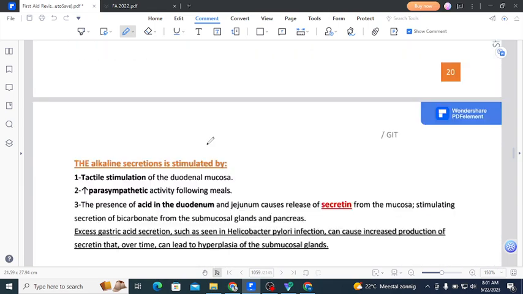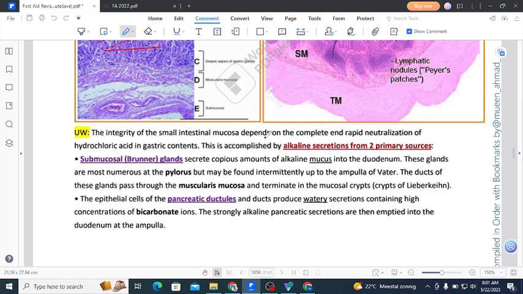Then the UWorld point is that the integrity of the small intestinal mucosa depends on the complete and rapid neutralization of the hydrochloric acid in the gastric contents, because the small intestinal mucosa is going to perform very well in the alkaline environment. The pancreatic enzymes are being secreted, the bile is present, and all of that functions well in the alkaline environment. So the functionality of the small intestine requires the alkaline environment, and that must be attained as soon as possible. This is accomplished by the alkaline secretion of two primary sources.